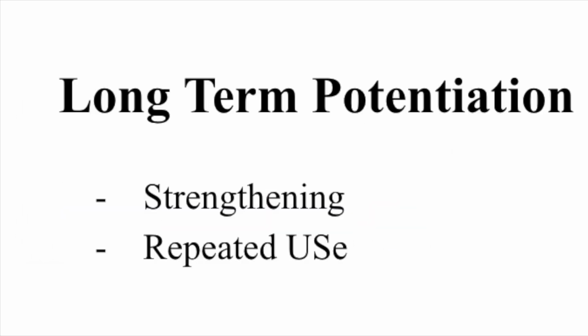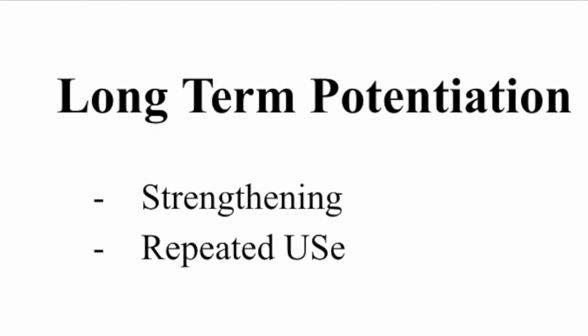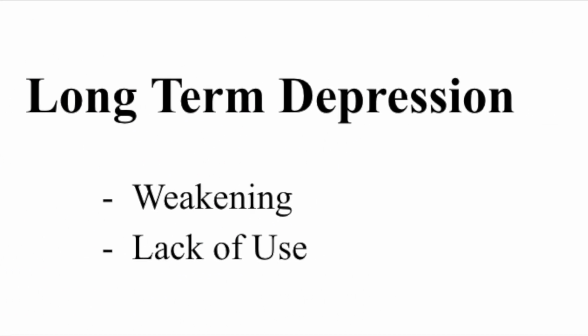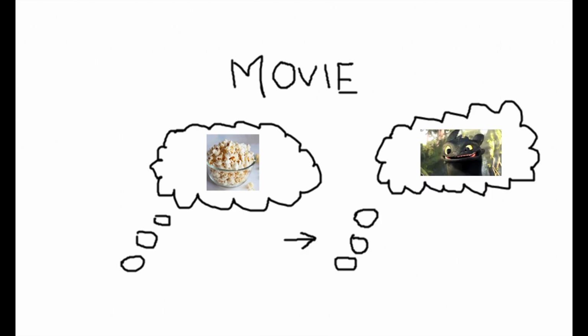As a quick review, long-term potentiation is when the connections between two neurons are strengthened through repeated use. Long-term depression is a decrease in that strength through no use. This is why memory changes over time. For example, when you heard the word movie when you were younger, you thought of popcorn, but now you imagine a scene from your favorite movie. When a synaptic connection is repeatedly used, it becomes a long-term memory.